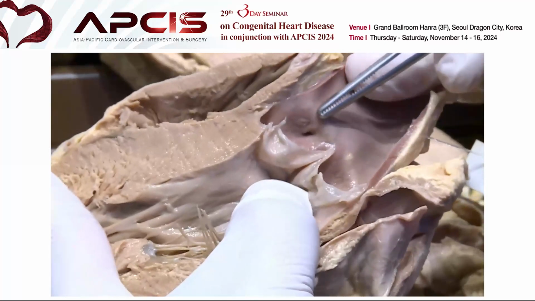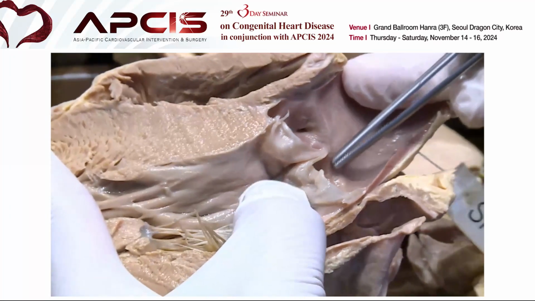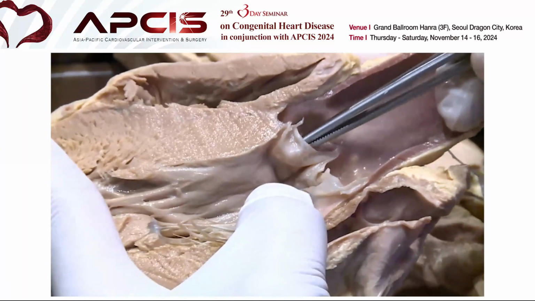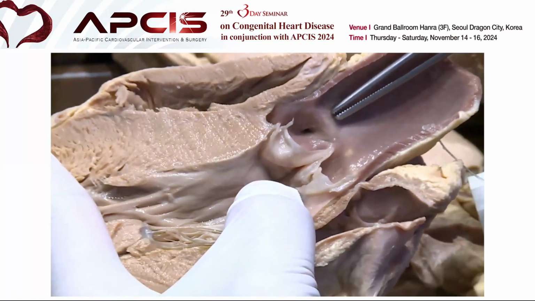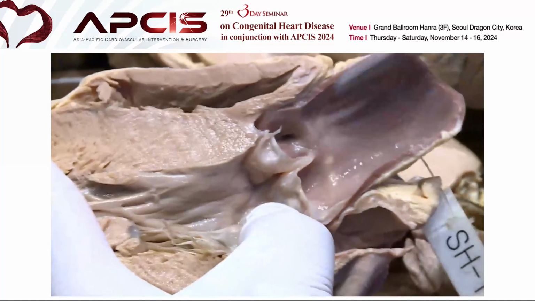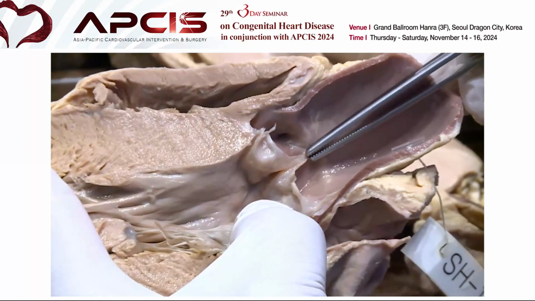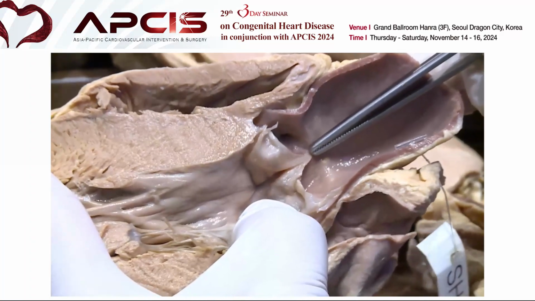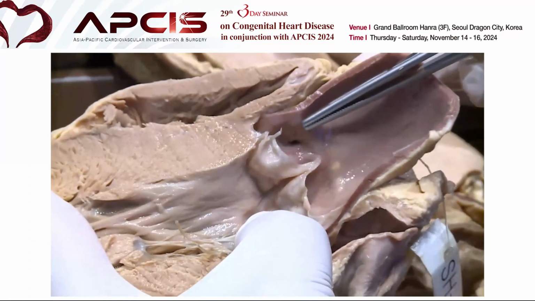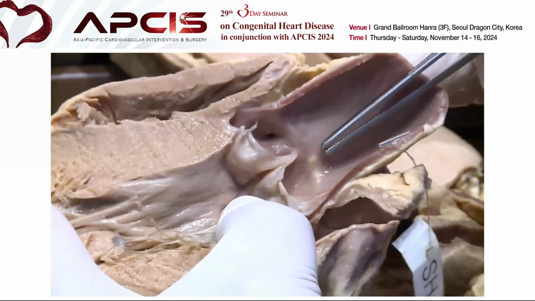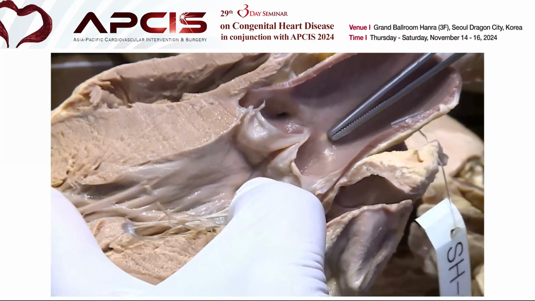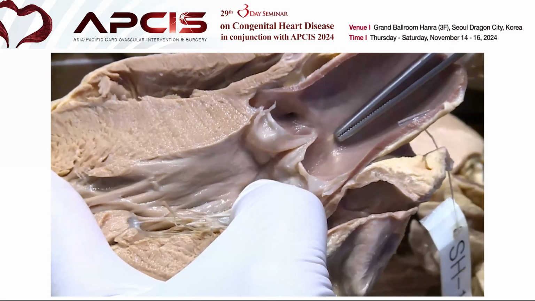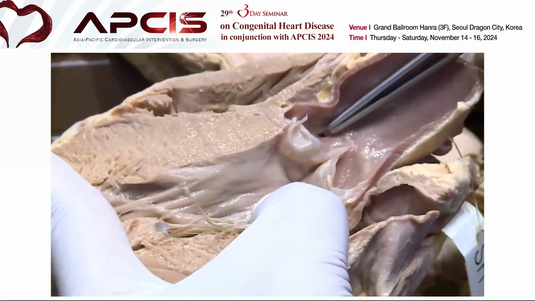And also, we can see another kind of annulus, which we call the sinotubular junction, which is also narrow. That is the upper end of the aortic valve commissure. This is the commissure, and this is the sinotubular junction. We can see a little bit of atherosclerosis here, but it's very mild. And there is a coronary orifice here.